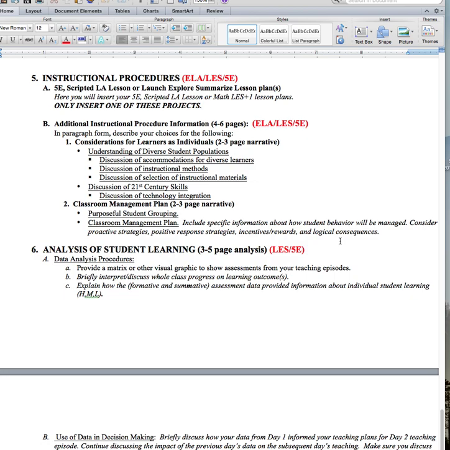And then finally, you want to discuss any logical consequences. We know that logical consequences are really the best learning tool that students have for behavior. So think about your rules in your classroom and what would be a logical consequence if a student breaks that rule, and discuss that here. So that'll be 2 or 3 pages. So altogether, you'll have this section. It'll be about 4 to 6 pages, and you'll sort of discuss the nuts and bolts of your behavior plan and your instruction.